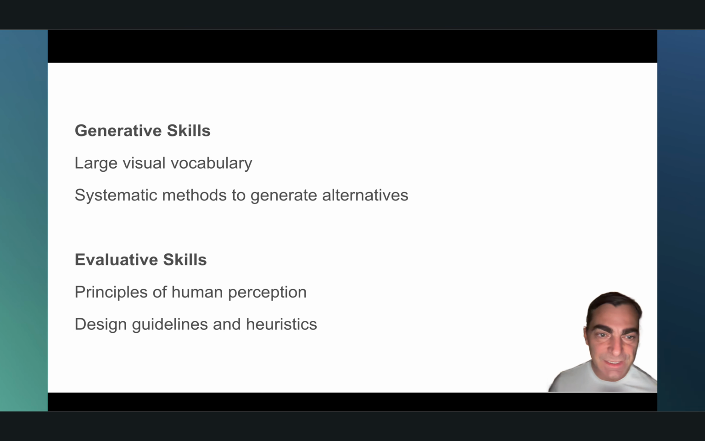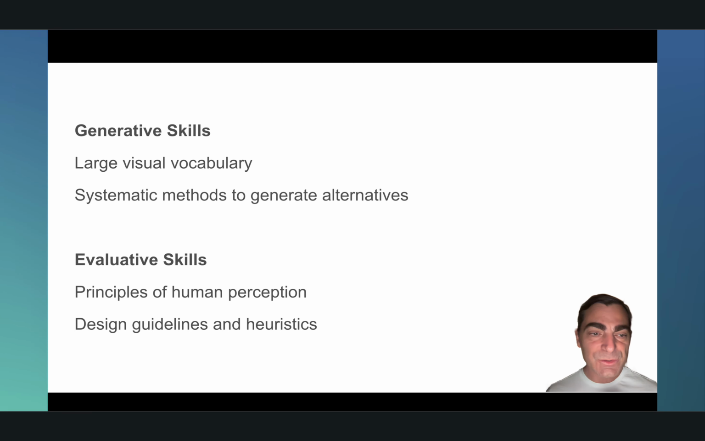And for the evaluative skills, we will use principles of human perception. That's the most powerful thing that you can learn, right? If you know a little bit better about how visual perception works and how these notions can be applied to visualization design, you will have very powerful skills to predict what works and what doesn't work in visualization. And then related to that, also a series of design guidelines and heuristics. There are simple rules of thumb that you can use to make decisions in visualization design.